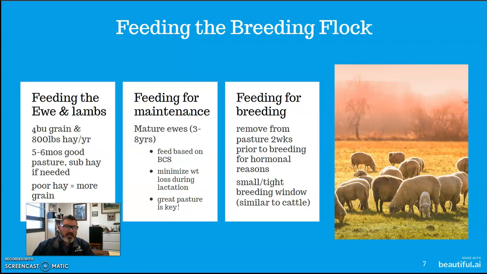Feeding for breeding, kind of an interesting, different little concept here with sheep. Whenever they're primarily on pasture, because of the differences in proteins, carbohydrates, and especially minerals, we can get some influences on hormone production in ewes. And so it's good practice to pull them off of pasture for a couple weeks prior to the breeding season, get more control over the ration. They will then ovulate much more fertile eggs, and you'll have higher success rates reproductively.